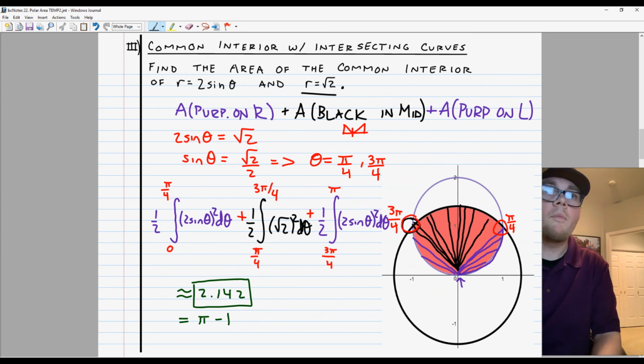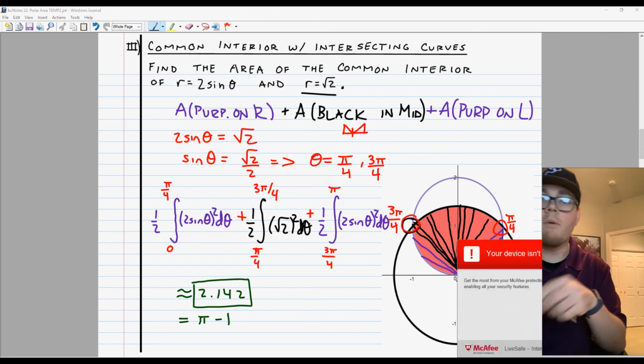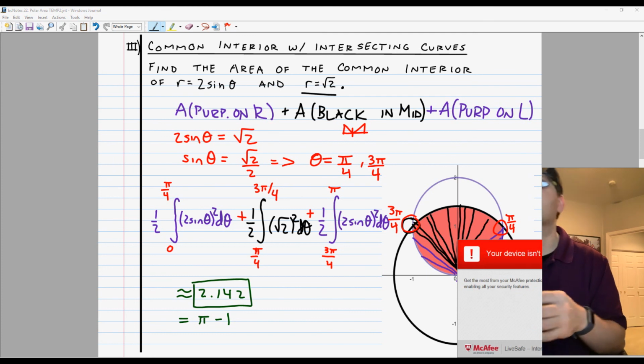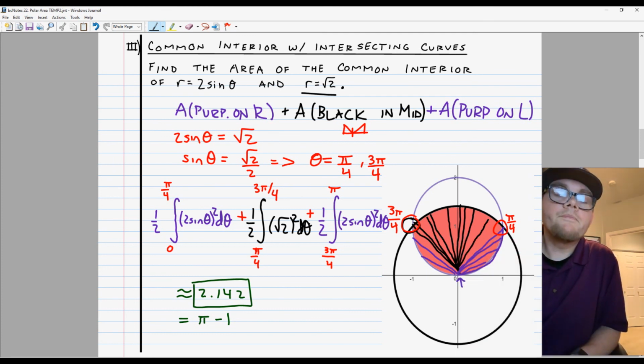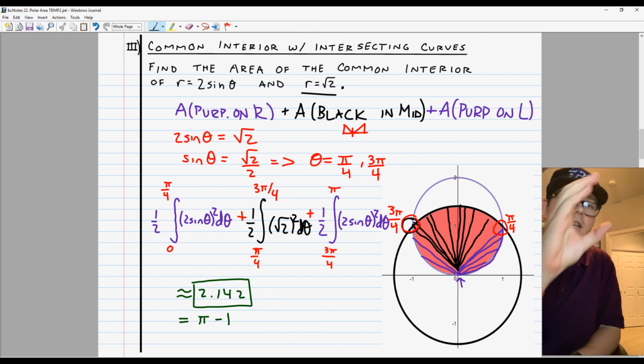On our third one, there was a common interior question. We were trying to figure out the area that was between both of them. And unlike betweenness, where we go top minus bottom or right minus left in the normal way, in this case we had to think of it not as top minus bottom, but as one section to another section to another section.